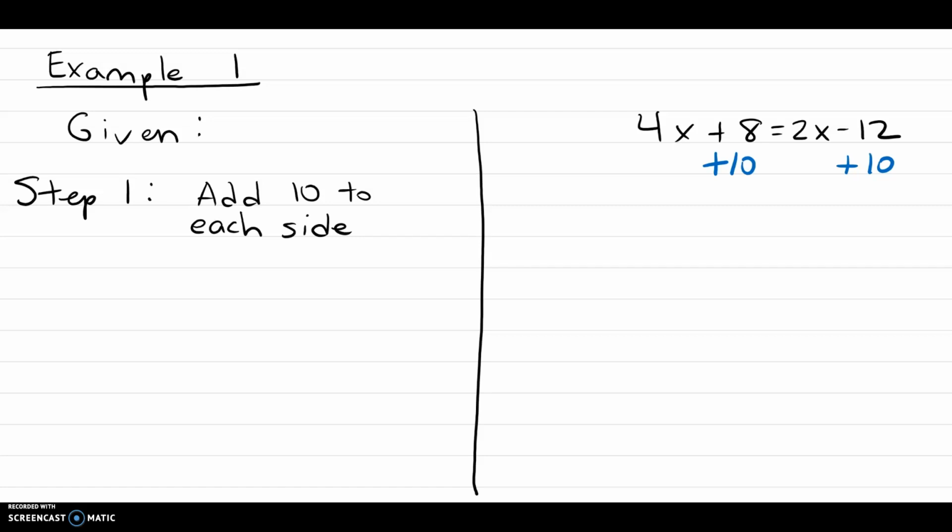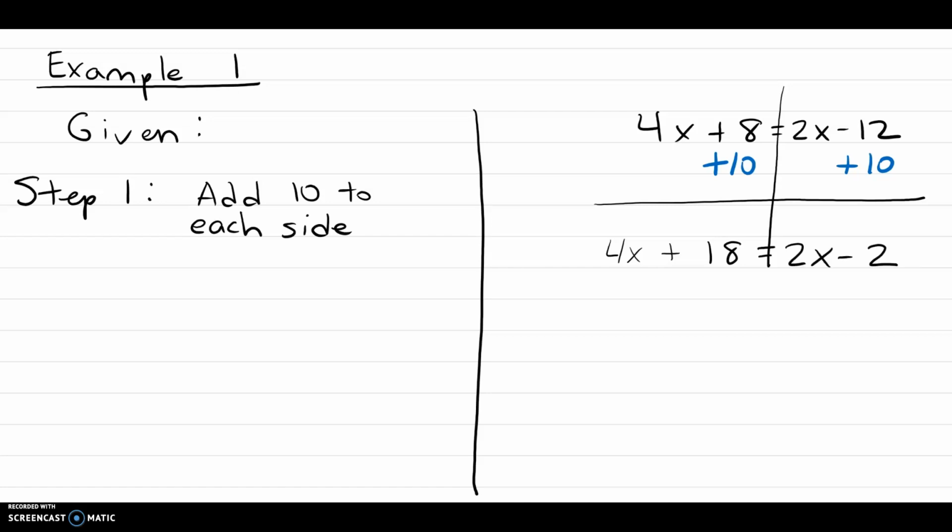When we say two sides of the equation, we're saying what's on the left-hand side of the equal sign and what's on the right-hand side of the equal sign. So here we added 10 to both sides of the equation. Doing that, my 4x doesn't change. So I get 4x plus 18 equals 2x minus 2. I've just created an equivalent equation by adding 10 to both sides of the equal sign.